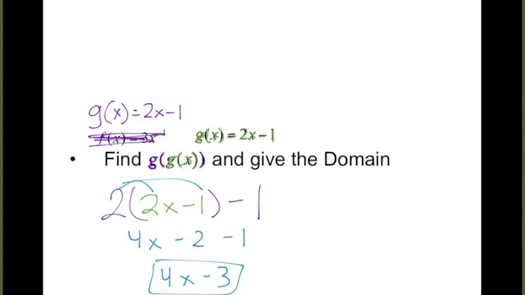For domain, we care about the original inside. So does g of x have any even roots? No. Does it have any division? No. So its domain is all reals. Does our final answer have any even roots? No. Does it have any division? No. So our domain is all reals.